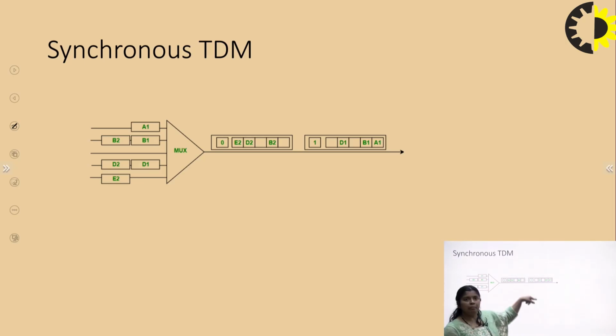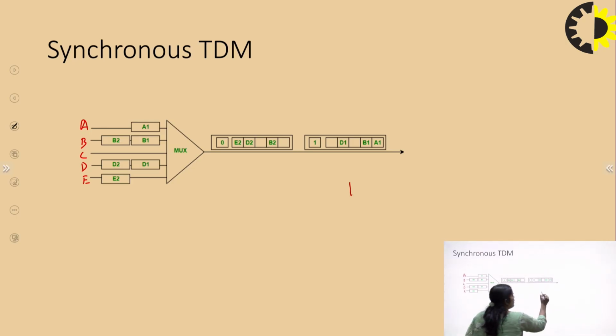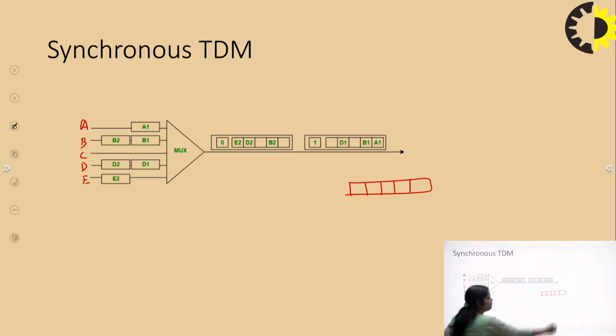In this particular example, you can see over here, the first station A transmits A1, and the second station B, then C, D and E. So A, B, C, D, E stations are there. A generates frame A1, B generates frames B1 and B2, and there are D2 and D1 and E2. Because there are 1, 2, 3, 4 and 5 stations, we are creating 5 time slots. The first is reserved for A1 only.